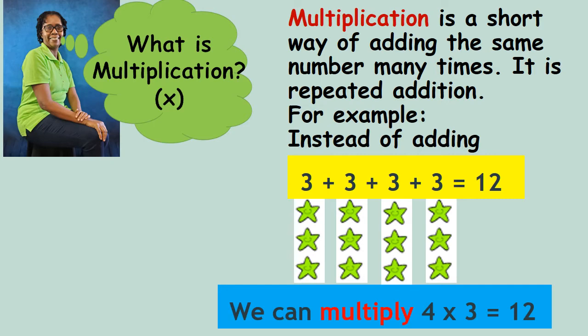The 4 in this problem tells the amount of sets that we are seeing. So the 4 tells the amount of sets and the number 3 tells the amount of objects that are in the set. So we have 1, 2, 3, 4 sets and each set has 3 stars. So we simply say 4 times 3 and we would get 12. The product would be 12. Let's continue.